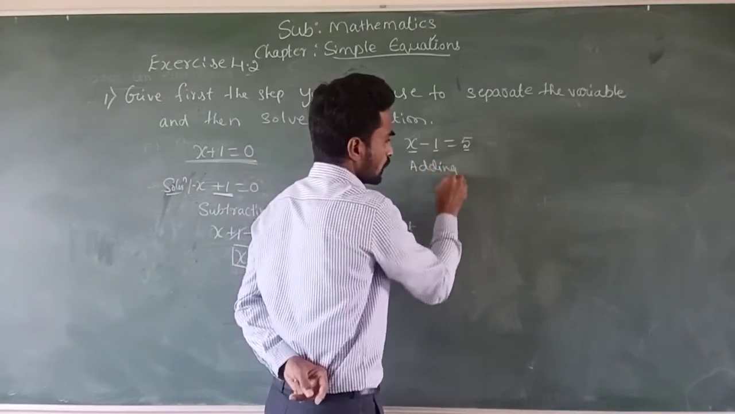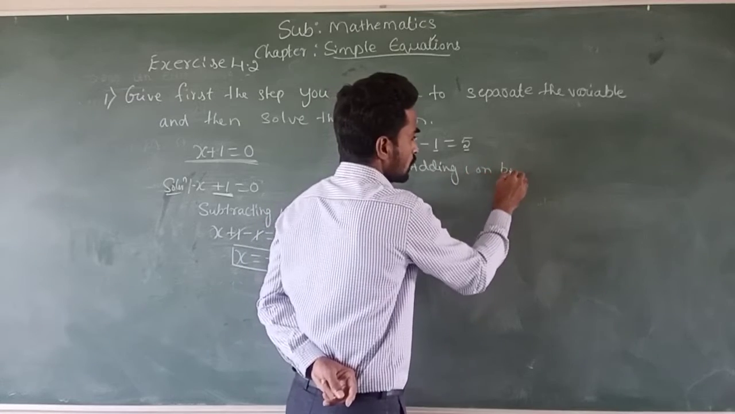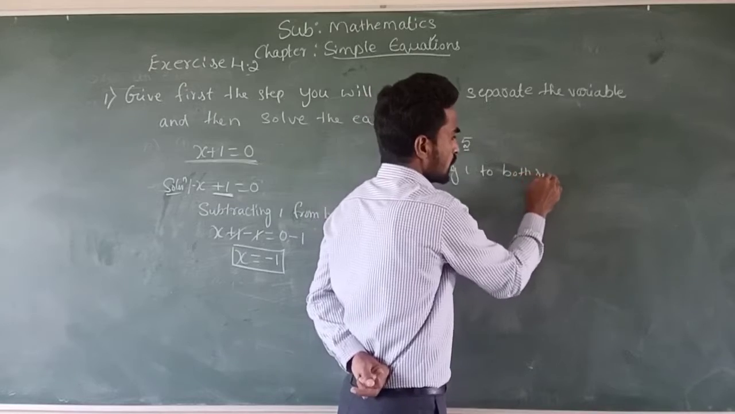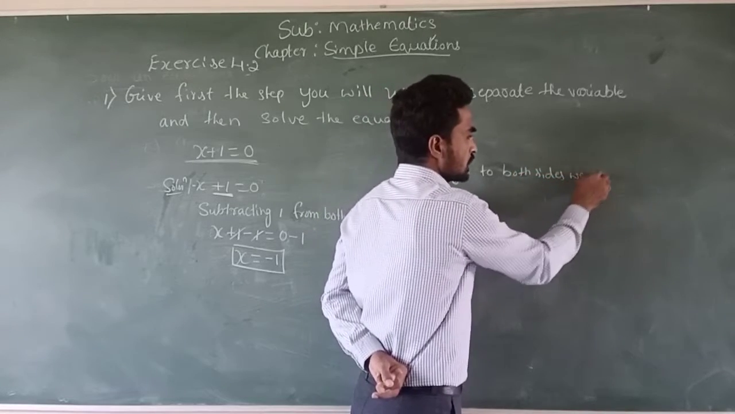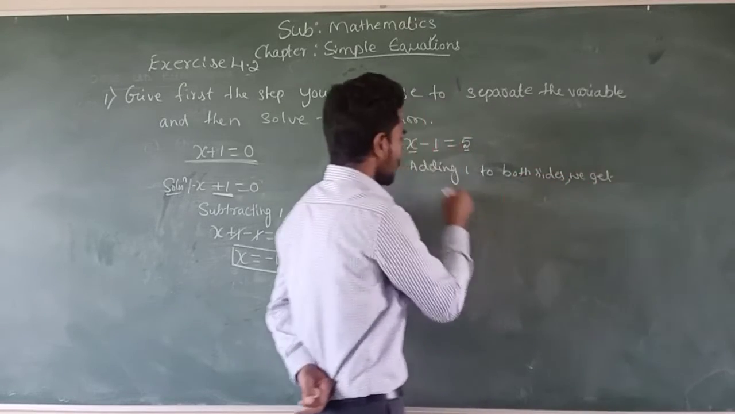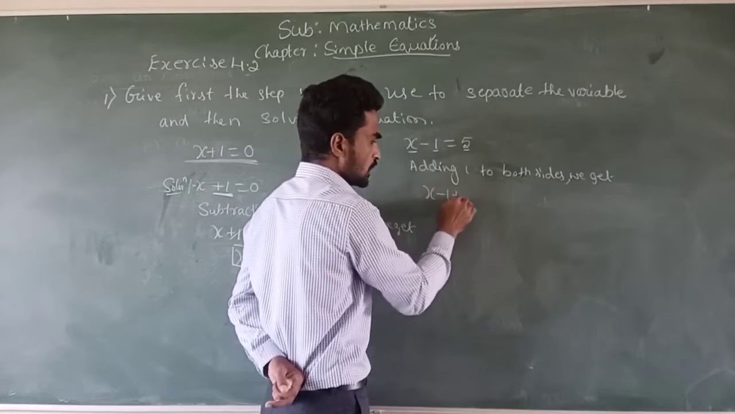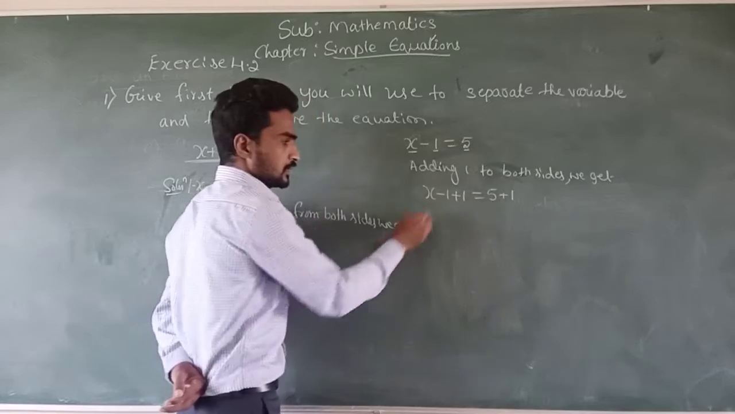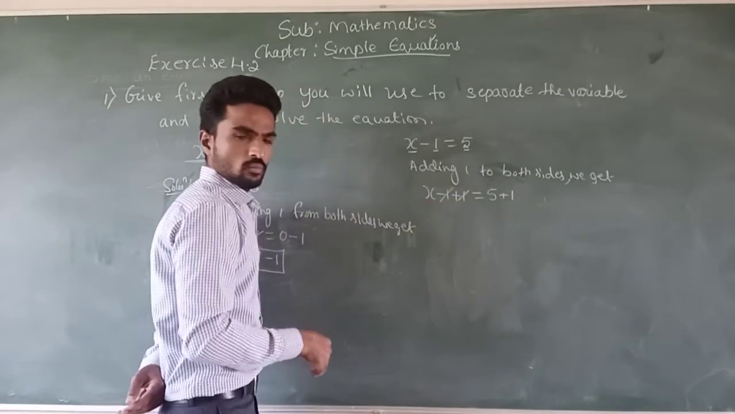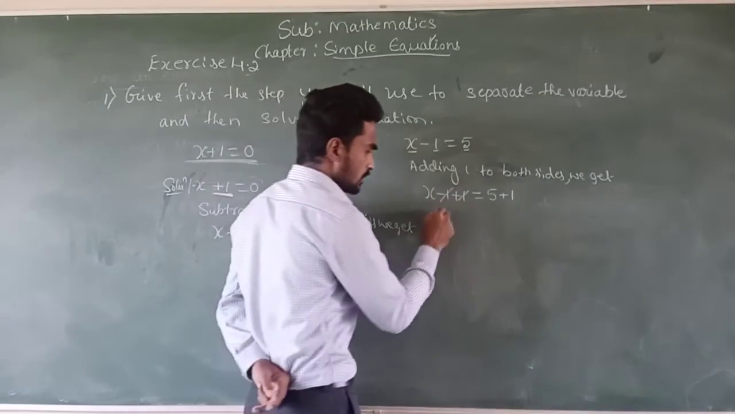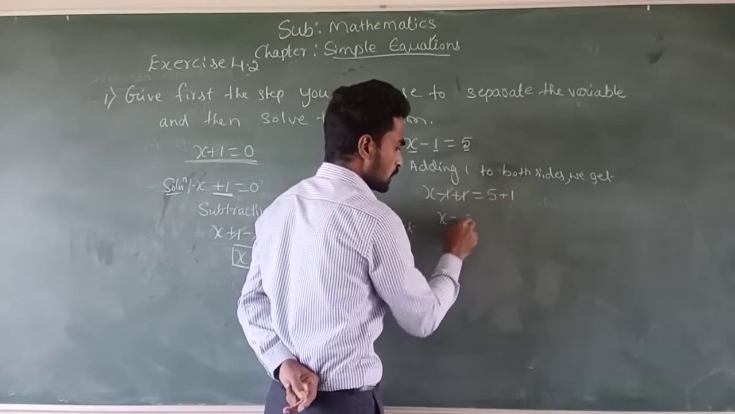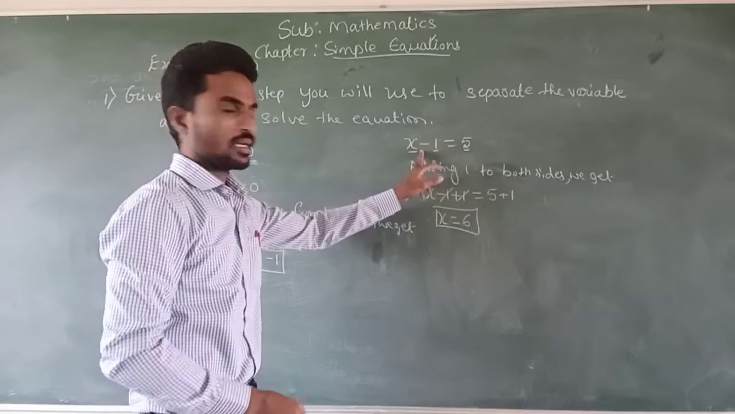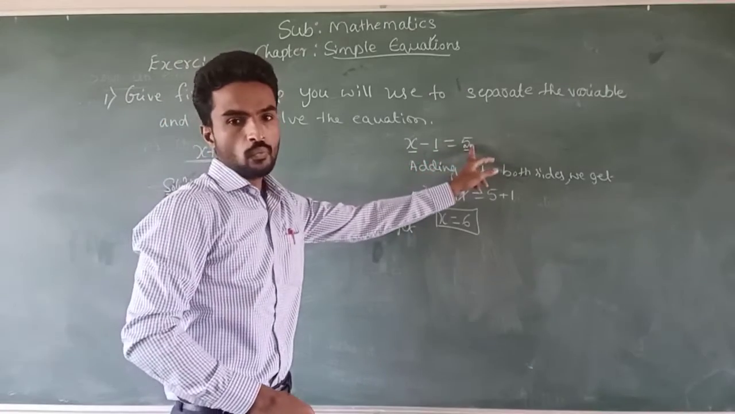Adding 1 to both sides, we get x minus 1 plus 1 that is equal to 5 plus 1. Then minus 1 plus 1 both will be cancelled. X is equal to 5 plus 1, 6. X is equal to 6 is the solution of the given equation x minus 1 is equal to 5.